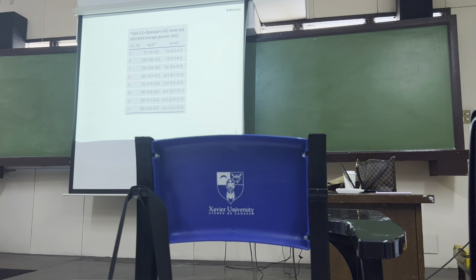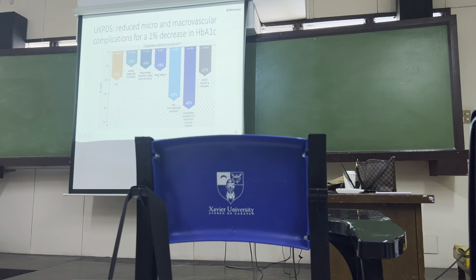In terms of the A1C and their corresponding blood glucose levels, just take note of table 6.1. Now, why is A1C monitoring very important? According to the UKPDS study, for every 1% decrease in your A1C, there will be a corresponding reduction in the micro and macrovascular complications of diabetes.